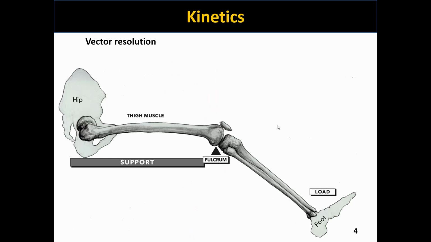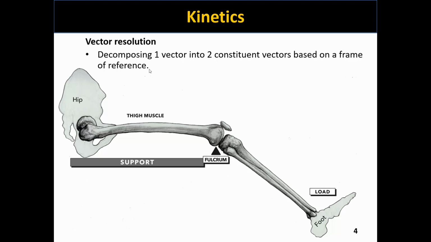Now, if we can combine vectors, we can take one vector and break it up into component vectors, and that process is called vector resolution. So what we're doing here is decomposing one vector into two constituent vectors, but we do that based on a frame of reference. And once again, we always have to draw our frame of reference in order to interpret what we're doing with our analysis.